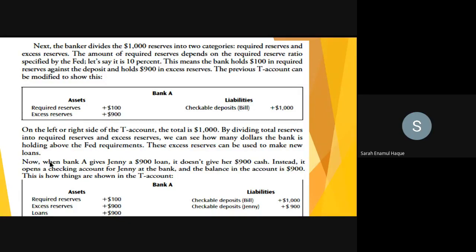Okay. Now, when Bank A gives Jenny a $900 loan, so suppose now there's a new person, Jenny. She comes to the Bank A and says that I need $900 as loan. When the Bank A gives Jenny a $900 loan, it doesn't give her $900 cash. Instead, it opens a checking account for Jenny at the bank, and the balance in the account is $900. So if Jenny goes to the bank and she wants $900 as loan, instead of giving her just cash, it will open a checking account in the bank, and it will have her name in it, and there will be $900 in that account.